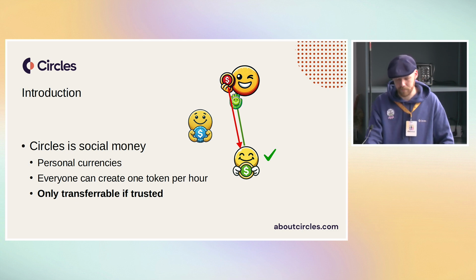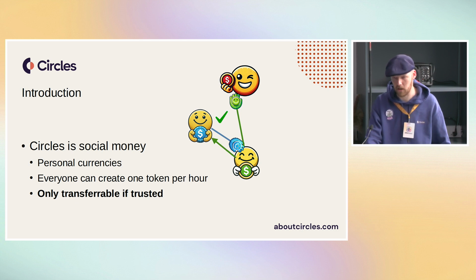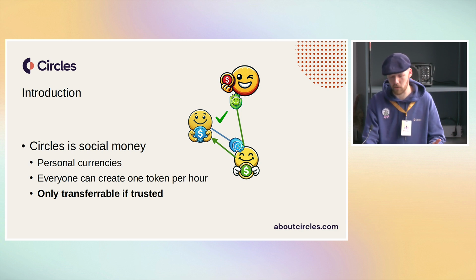Same thing with blue and green. Blue reaches out to green and says, hey, I trust you. And then green is allowed to send their own tokens to blue.